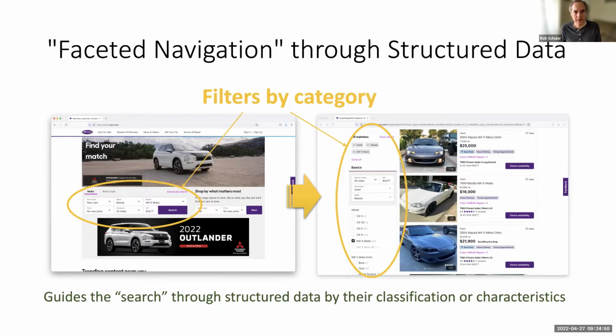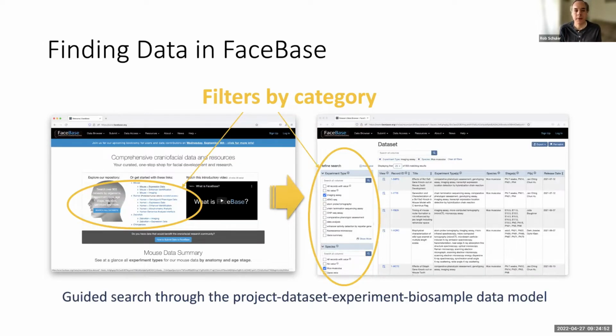So in FaceBase, we adopted this approach. If you come to the FaceBase site, on the homepage on the left-hand side, it has some shortcuts that are based on these categories, like mouse plus imaging or mouse plus expression data and so on, and human and zebrafish and so forth. Then when you select one of those, you go to the right-hand side and you get a listing of results. Again, you have a set of filters that you can select from, so you can further refine that search.